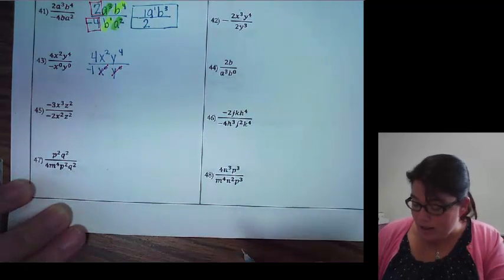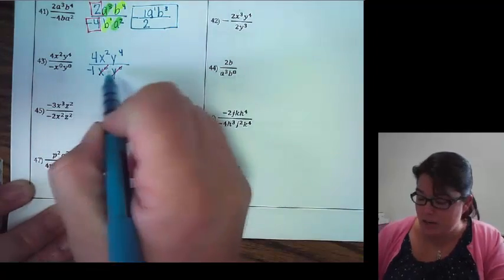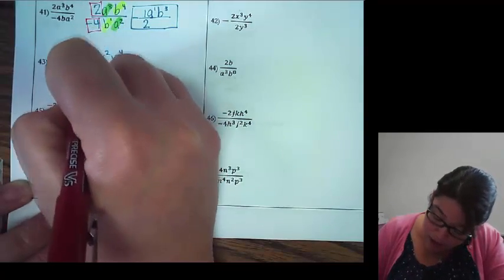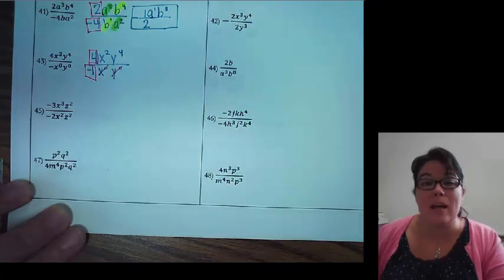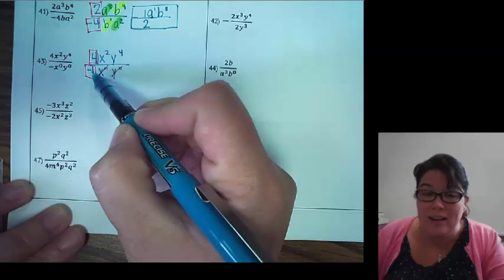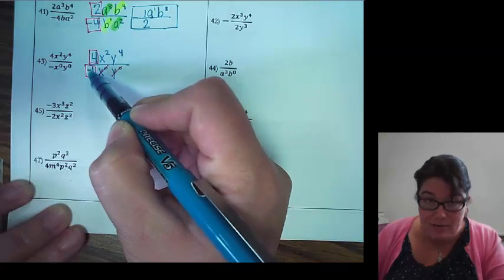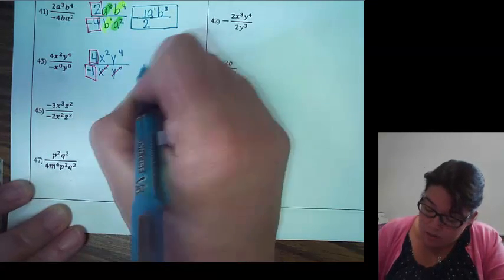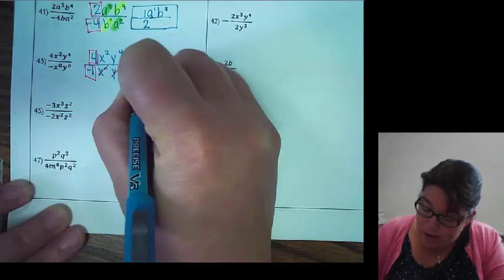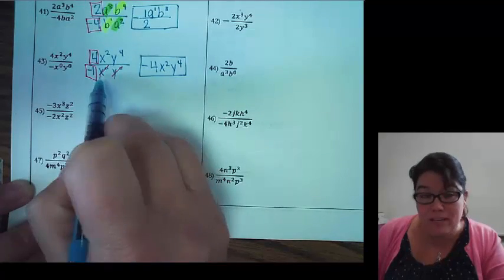Well, now when I look at it, I don't have any bases here. So the only thing that I have to worry about are my coefficients. My bases that remain are going to stay exactly the same. 4 divided by 1 is 4. It's a negative because this is a negative. So -4 and then x squared y to the 4th. And there is no denominator because both of these became 1.